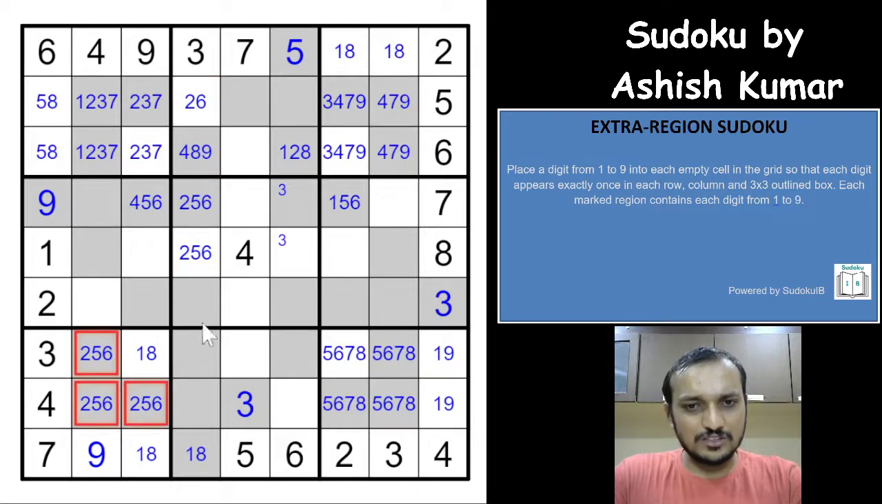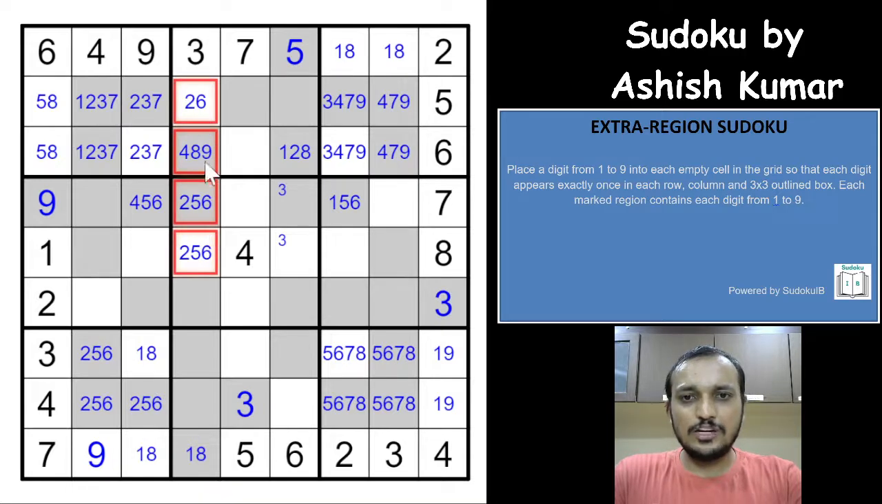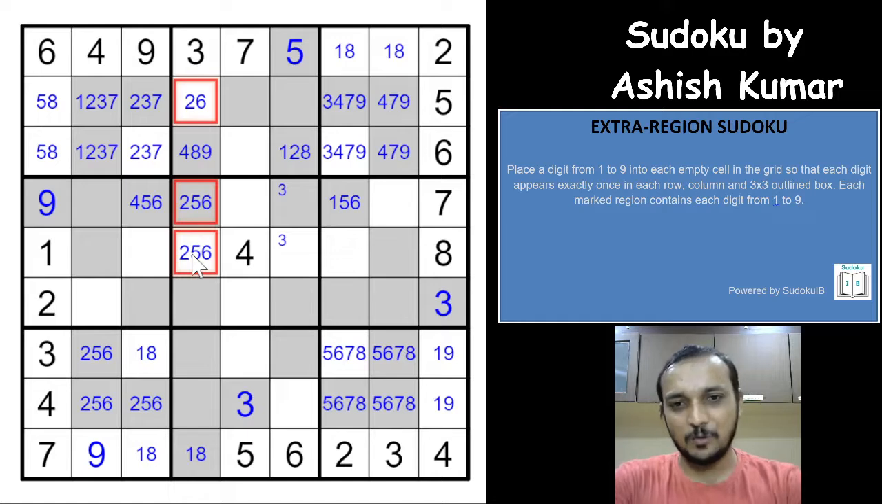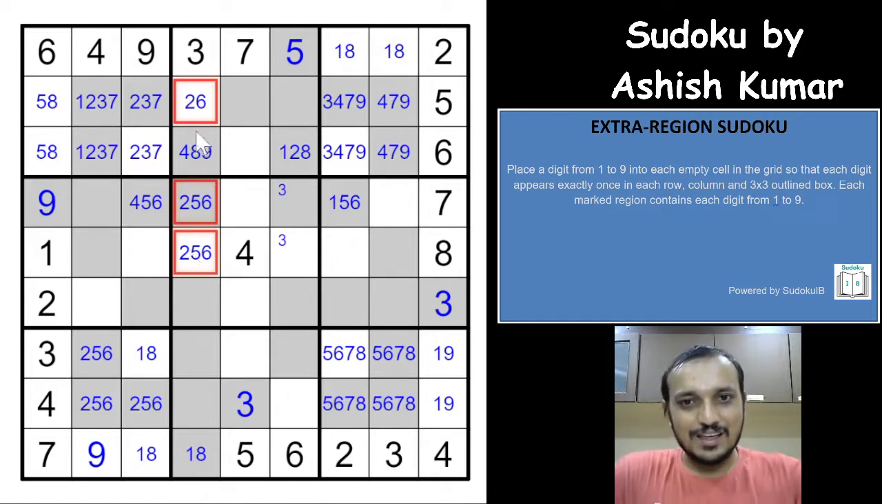Because of the 2, 5, 6 triplet we have marked in this region, these cells cannot be 2, 5, 6. Because of the 2 that we have eliminated from this cell, you have only 2, 5, 6 hidden triplet in this column. The moment you get that, this Sudoku has one more excellent logic and you can solve this Sudoku easily now. Let me show you one of my favorite logics again.